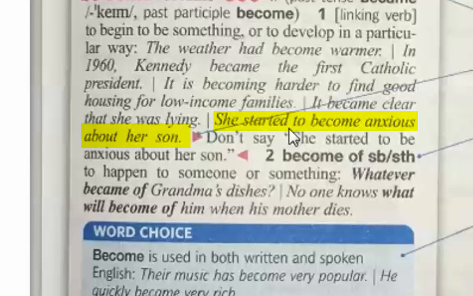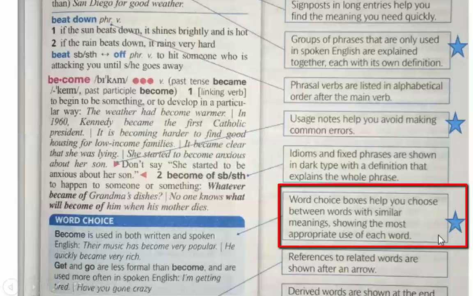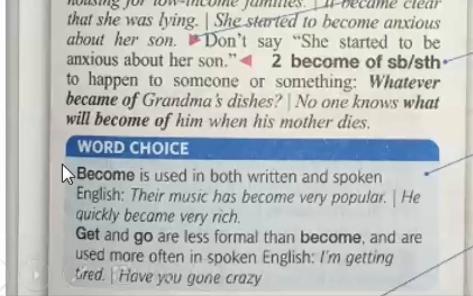And then the last thing that I'll point out on this page is where it says word choice boxes help you choose between words with similar meanings, showing the most appropriate use of each word. So when you come across a box that's in blue like this and it says word choice at the top, you'll see these different words that are very similar, usually synonyms, like become and then get and go. And you'll see why and how they're used and in which situations they should be used.